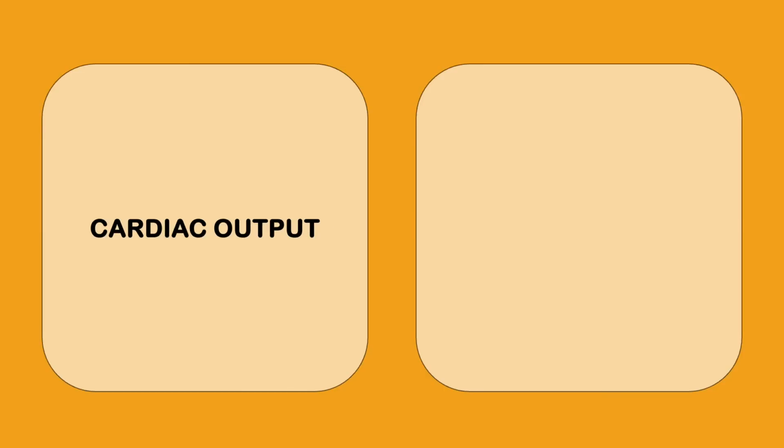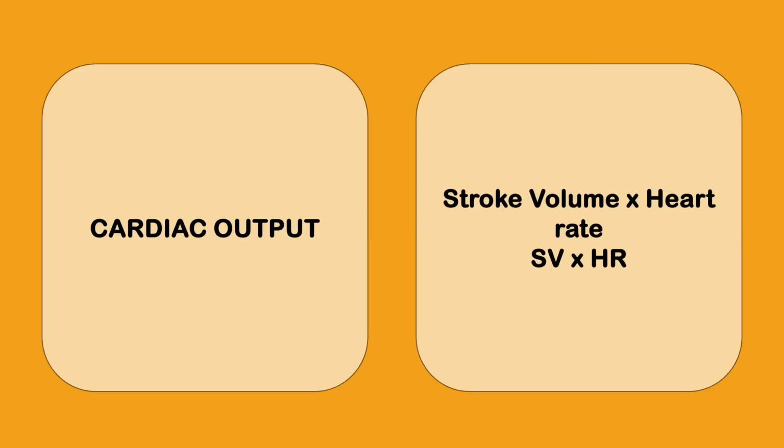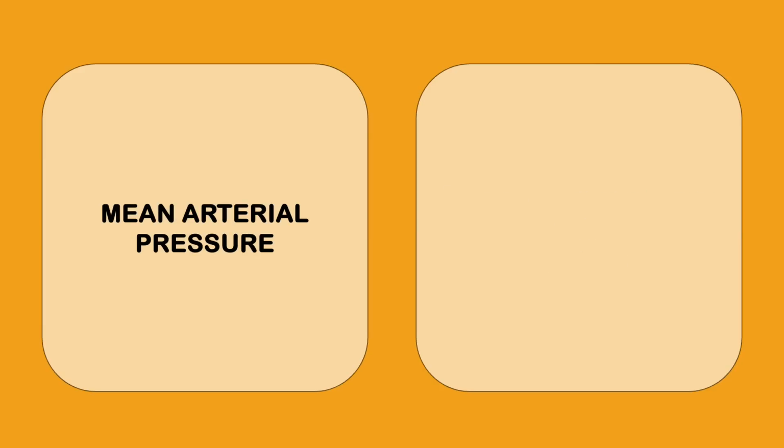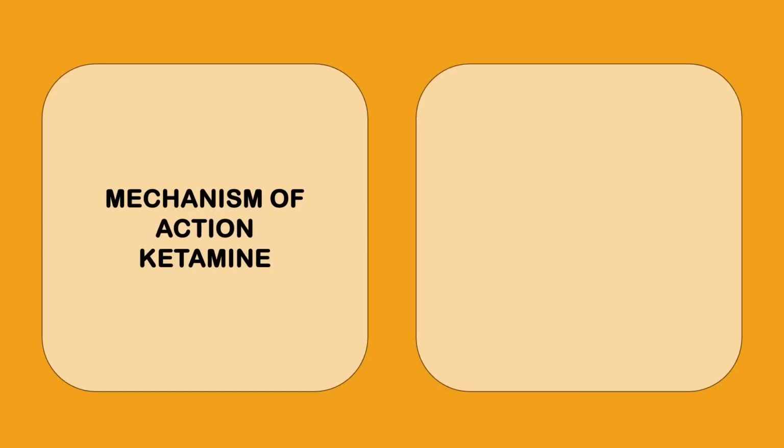Cardiac output is simple: stroke volume into heart rate. Cardiac output is stroke volume times heart rate. Mean arterial pressure: systolic blood pressure plus twice diastolic pressure, the whole in bracket divided by 3. They can fidget around with this particular formula, but this is the easiest to remember, and then you can calculate accordingly.